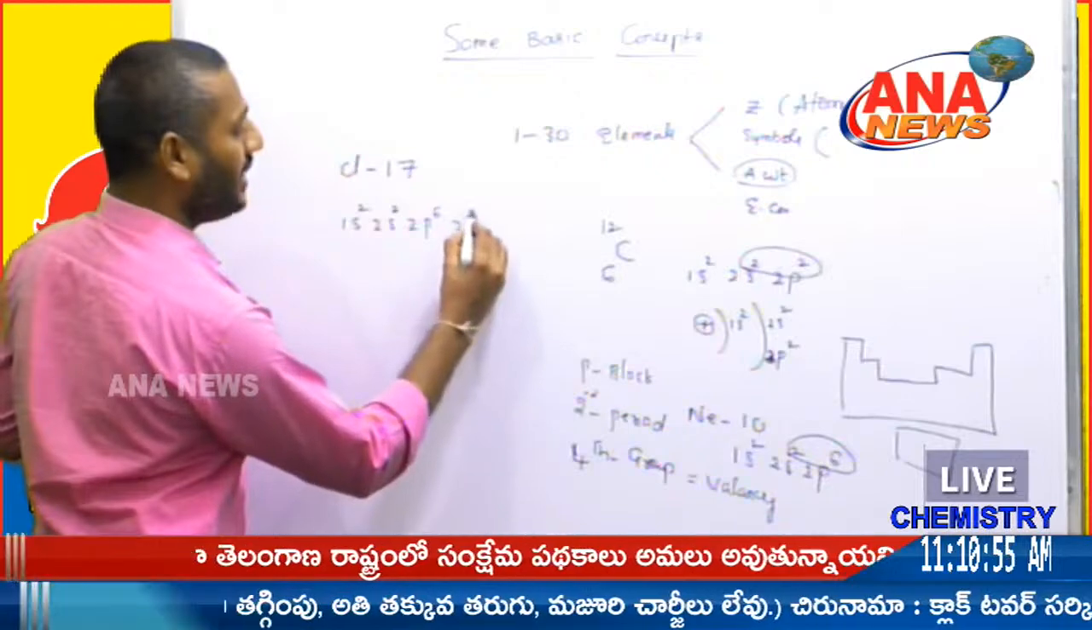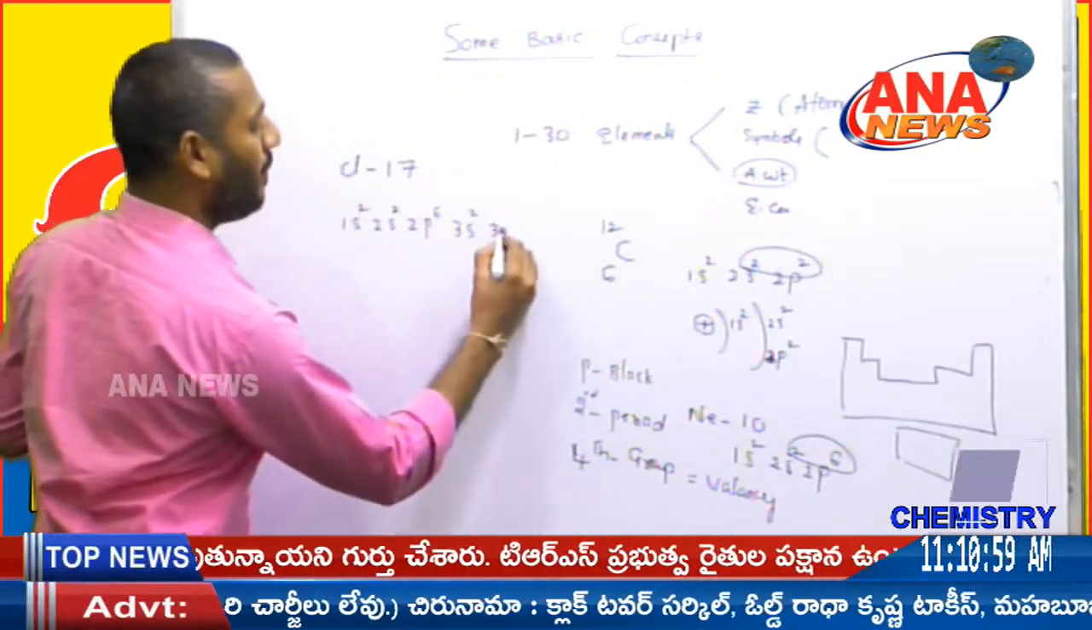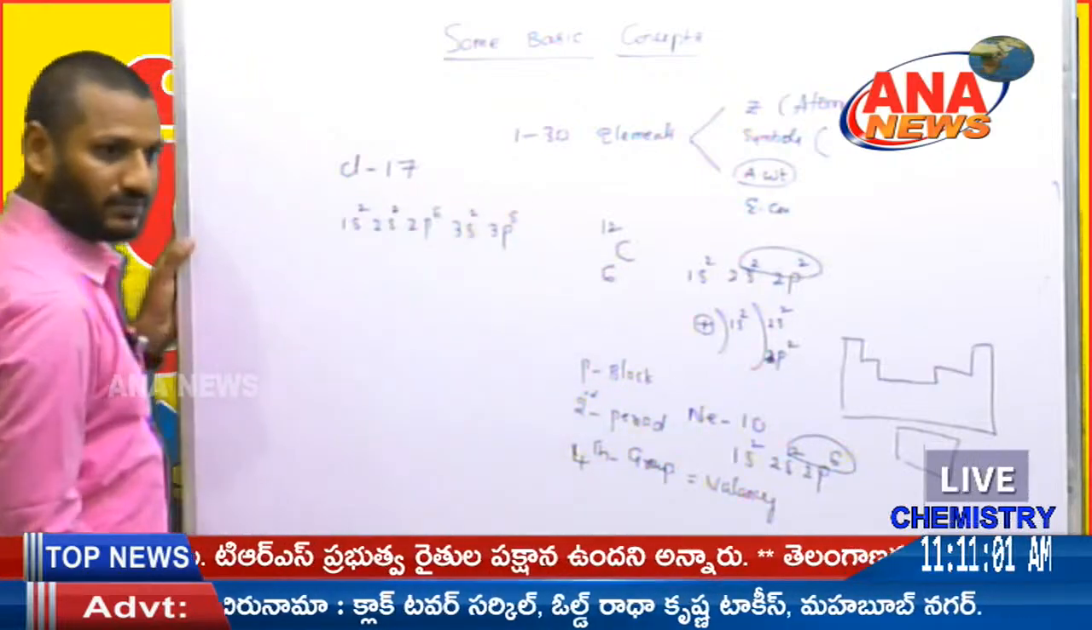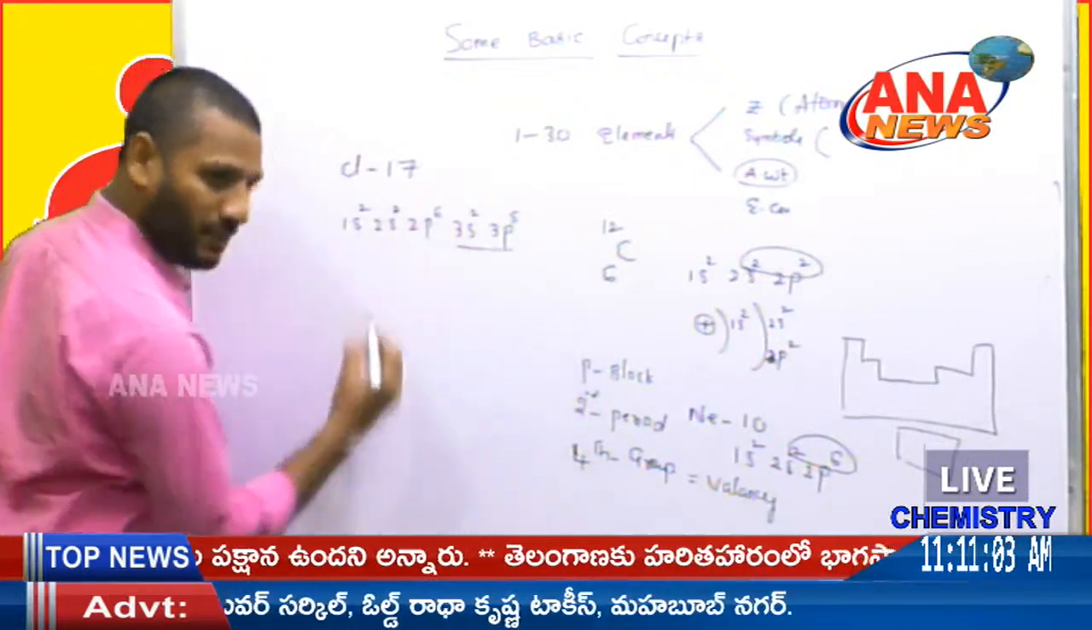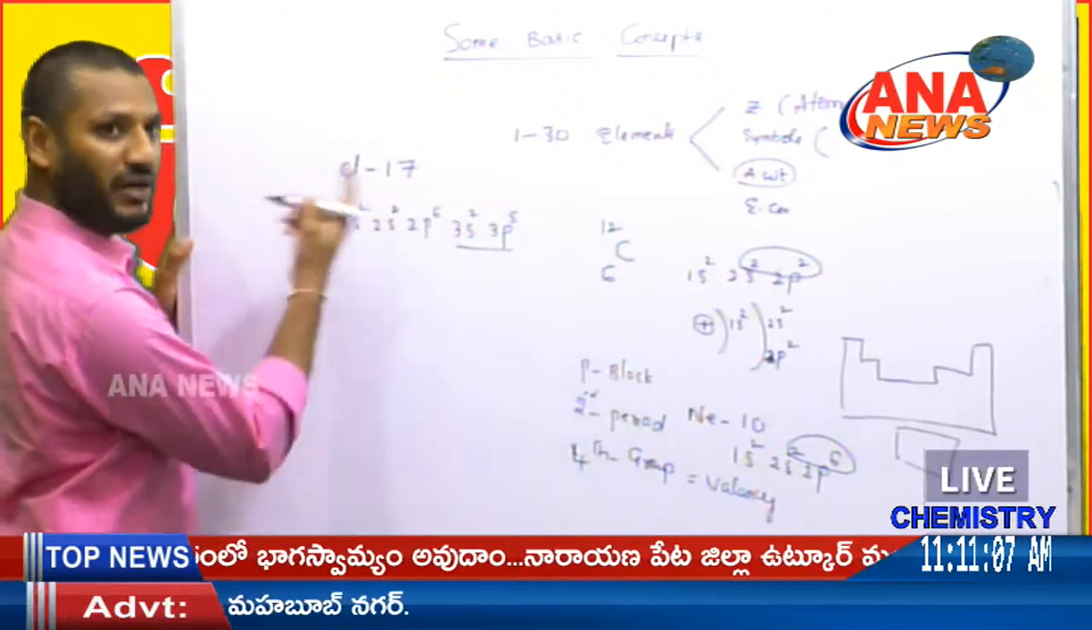Next one, 3s2, that makes 12. The remaining is 5, so that is called 3p5. So the outermost configuration is 3p5. By using this concept, you can easily find out brief information about another element.